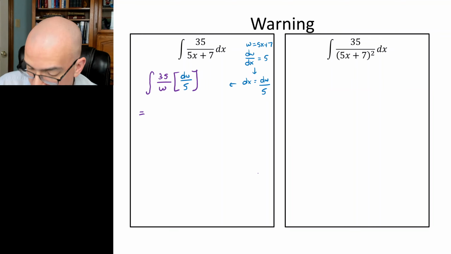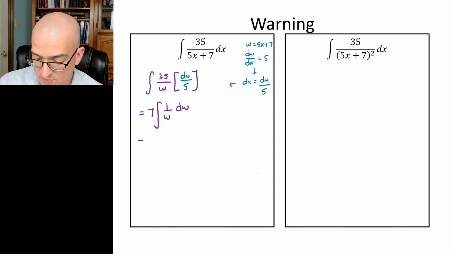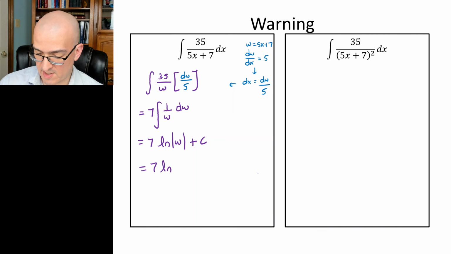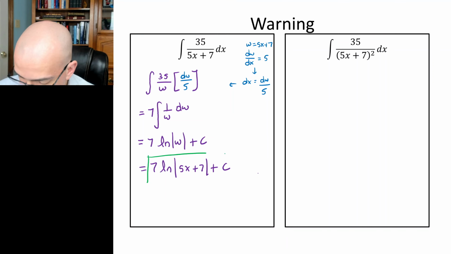We get a partial cancellation. 35 over 5 is 7. I'll put that out front. 7 times the antiderivative of 1 over w dw. And we do get a log function. 7 times ln absolute value of w plus c. And then we replace the w with 5x plus 7. So ln absolute value of 5x plus 7 plus c. Okay, so that is hopefully the expected behavior.